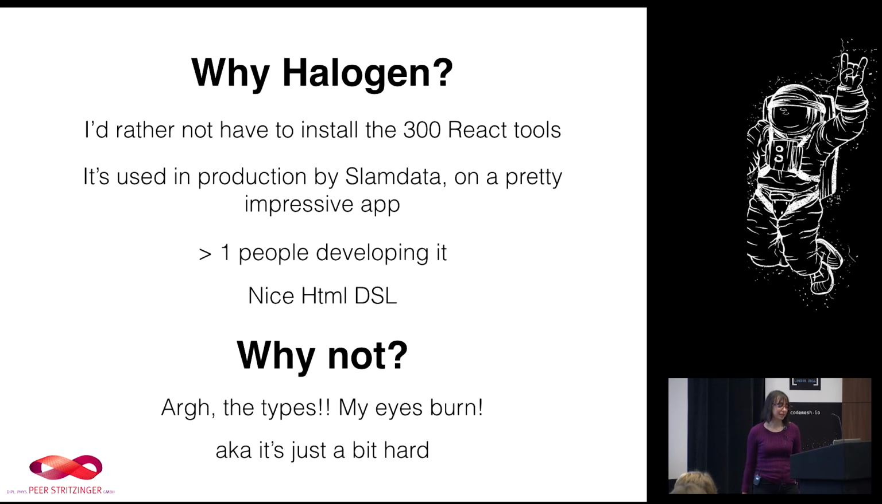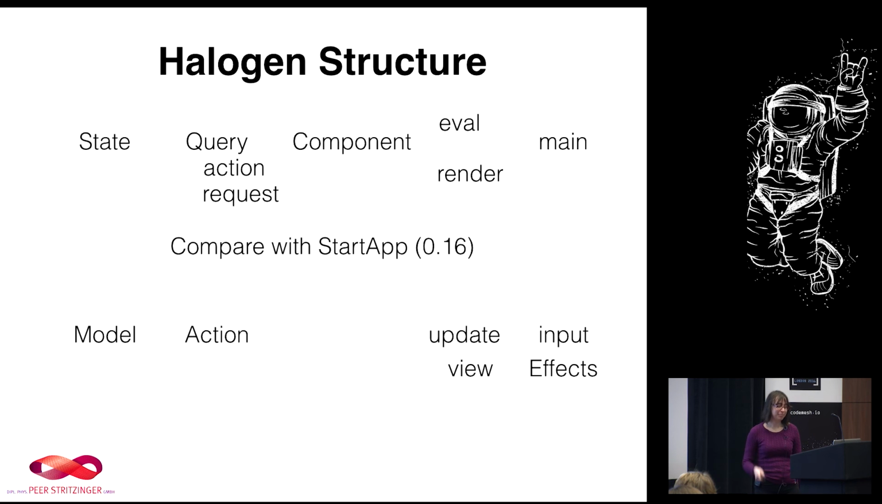You might not want to start with that because they're not holding back on the types. So you might want to have finished the Purescript by Example book before doing that. But I think it's a very good thing to have, Halogen.